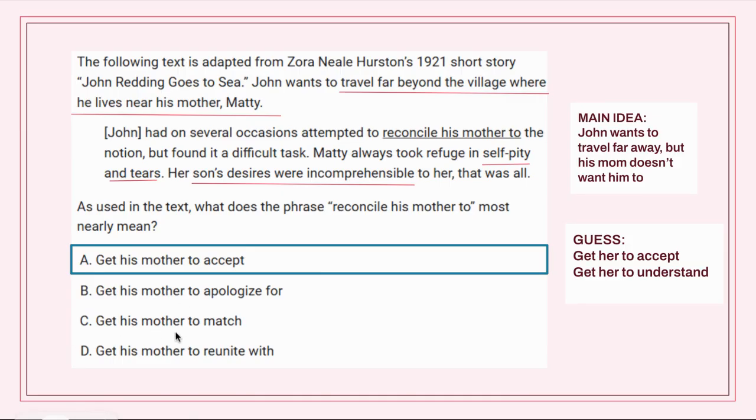C, get his mother to match to the notion, doesn't really make a lot of sense. D, get his mother to reunite with. I don't know, reuniting with the notion doesn't really make a lot of sense. I mean, it might be like reuniting, like come back or understand, but I think accept is the better word. Usually you reunite with another person or something you lost long ago. I don't think reuniting makes a lot of sense here. So he just wants to get his mother to accept the idea that he can travel.